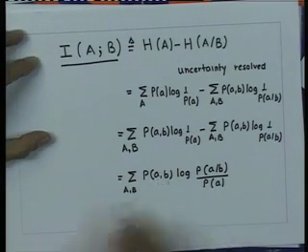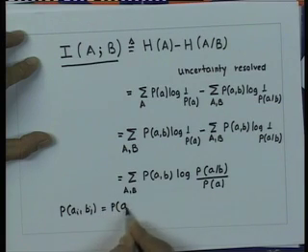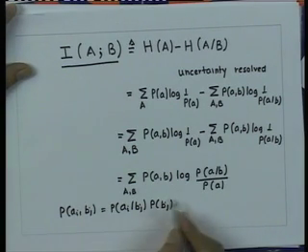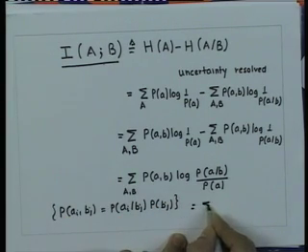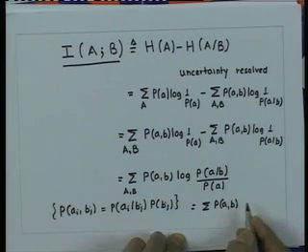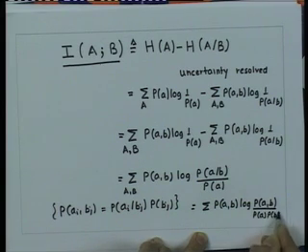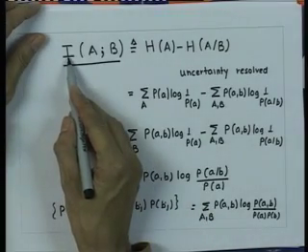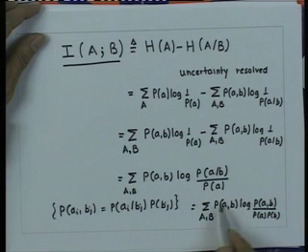Now, since probability of A i B j is equal to probability of A i given B j multiplied by probability of B j, we can write this expression as probability of A B log of probability A given B over probability A. So, the mutual information of the channel, or the mutual information of A and B, is given by this expression.